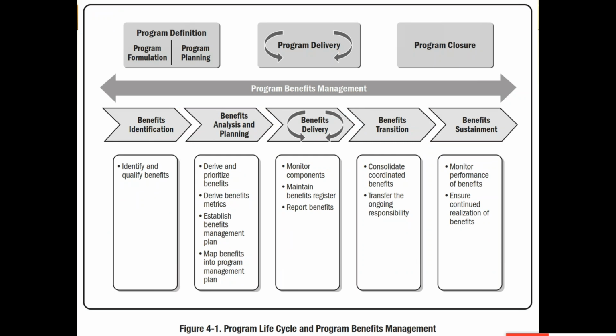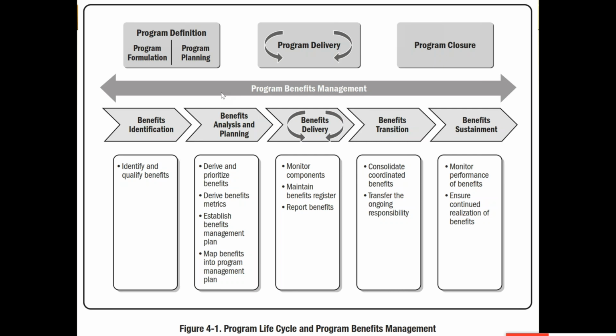This is the diagram I was actually mentioning. We have seen this before as well. What does it show? On top, it is giving me the program life cycle. In the program life cycle, I have three major phases: program definition, program delivery, and program closure. In program definition, there are two parts: program formulation and program planning. So this is happening during the program, and the program benefit is spread over the life cycle of the program.